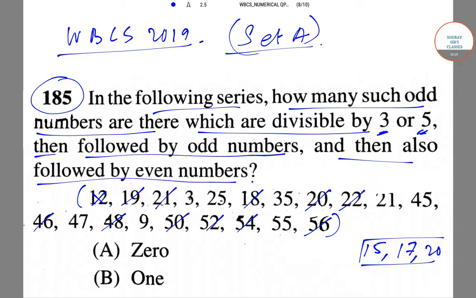Now let's go to the number 3. 3 is divisible by 3. Is it followed by an odd number? Yes, it is followed by an odd number. And then an even number? Yes, 18 is an even number. So 3 is a correct option.